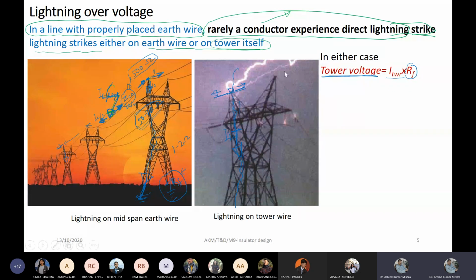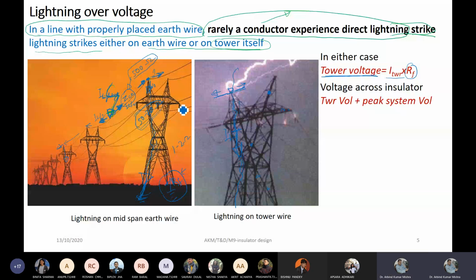In either case, what will be the voltage at the tower structure? Since the tower is a metallic structure, whatever is the voltage of the tower will be the same all along the tower. Now, what will be the voltage across the insulator in that case?